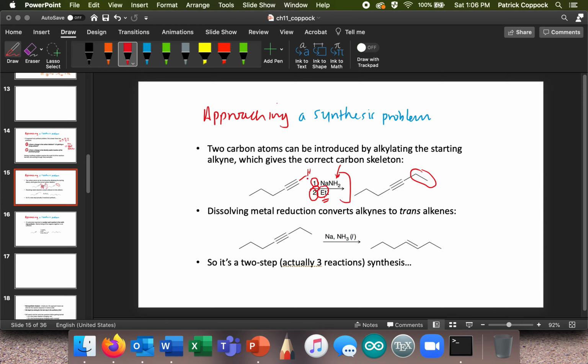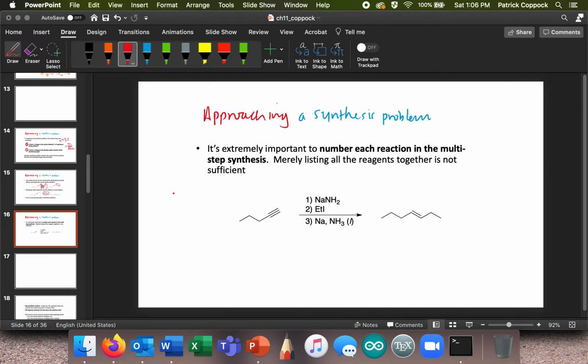This is two steps. And then finally, if you want to take this to an alkene, you can take it to a trans alkene by using the dissolving metal reduction. So this is actually three steps, as you see, but we call this really one step because your purpose is to increase the carbon chain. We call that one step. It's really two reactions.